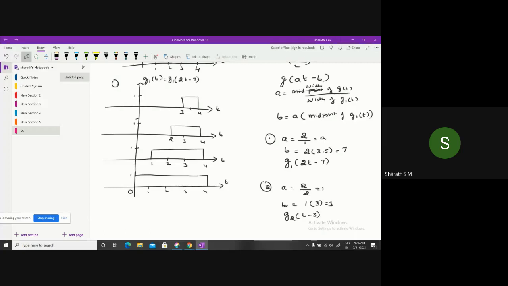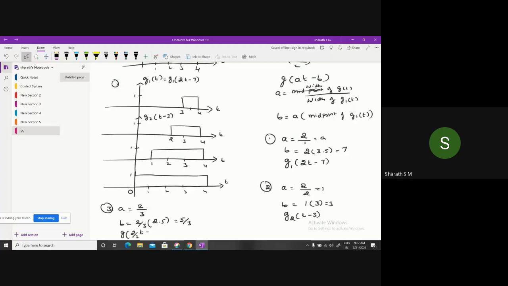What about the third one? A is equal to width of g, which is 2. What about the width of g1 here? 3. And b is equal to a into the midpoint of the signal, 2.5. So 2 into 2.5 is 5. So 5 by 3. So that can be written as g of at minus b is 5 by 3. So that's it.